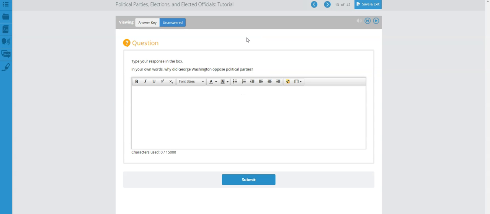We are now on page 13 of the political parties, elections, and elected officials tutorial, and this is fairly simple. You're being asked one question here. Let's go over it. It says, in your own words, why did George Washington oppose political parties? Please make sure that you provide a solid paragraph here explaining the reasons that George Washington had in order to tell the nation that he was against political parties. You can also include ideas as to why political parties eventually evolved and how that has impacted our nation.